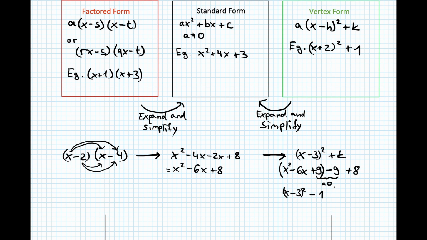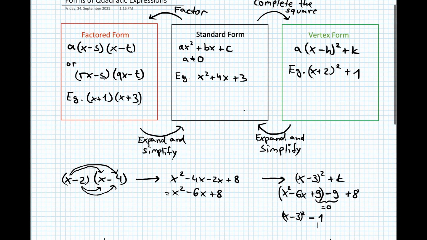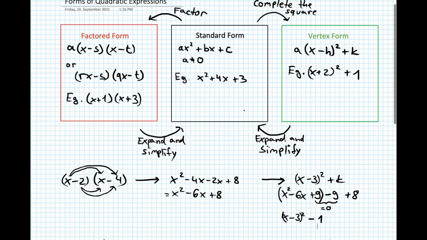And the same works if you want to go from the vertex form to the other side. You just expand and simplify after you factor it to get to the factored form. So now let's talk about why we need those different forms. Your standard form is good if you want to, for example, use the quadratic formula, but when it comes to graphing, it's easier if you have your equation in the factored form or the vertex form.